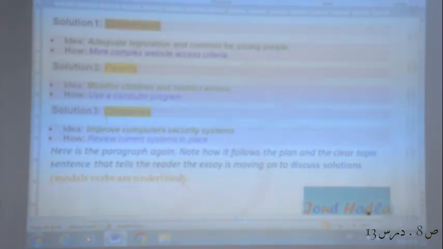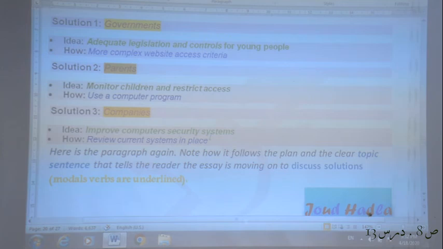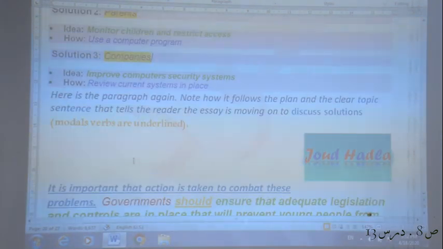Now, the third solution will be companies. And the idea will be to improve computer security systems, okay, to improve computer security systems. And how? By reviewing current systems or those systems which are not powerful in place. Here is a paragraph. Again, note how it follows the plan and the clear topic sentence. Pay attention to the topic sentence.